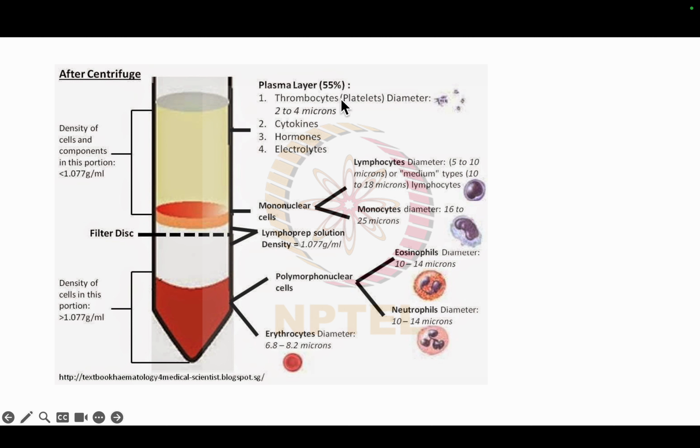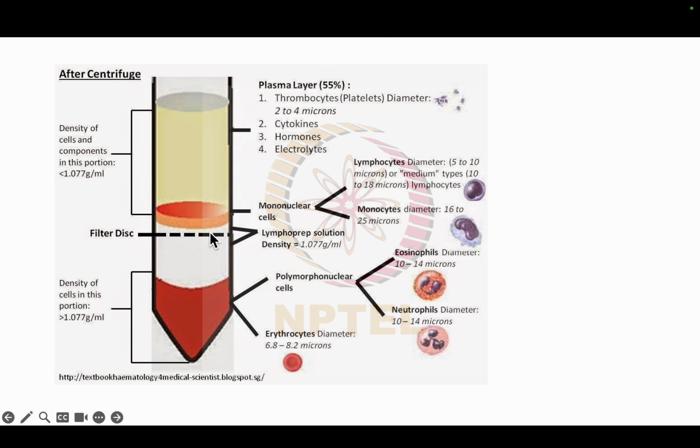thrombocytes, whose diameter is 2 to 4 microns, cytokines, hormones, and electrolytes. The density of cells and components in this portion will be less than 1.077 gram per ml. Then you will get mononuclear cells, lymphocytes with diameter 5 to 10 microns, or medium-type lymphocytes. Mononuclear cells also include monocytes, with diameter 16 to 25 microns.